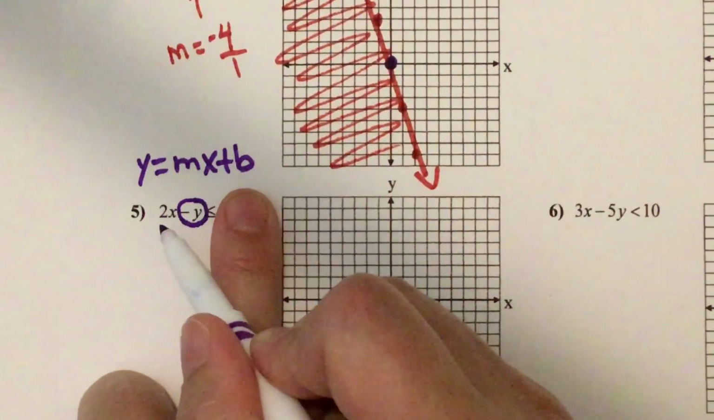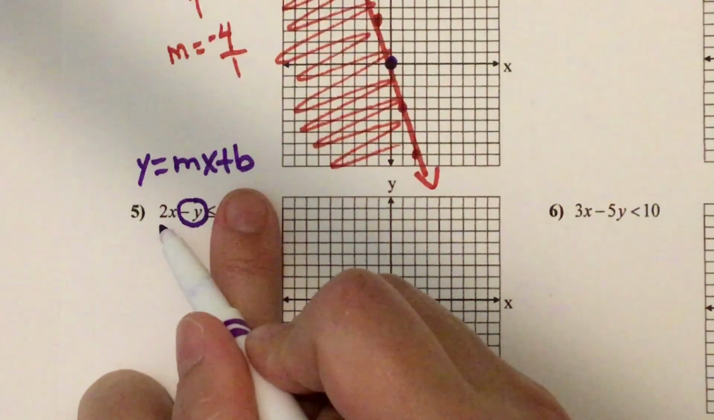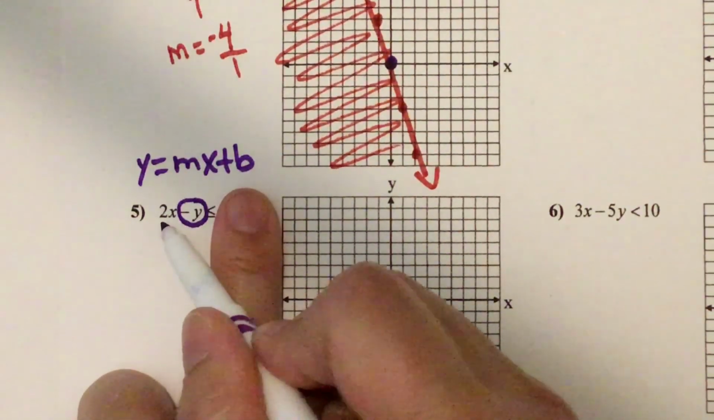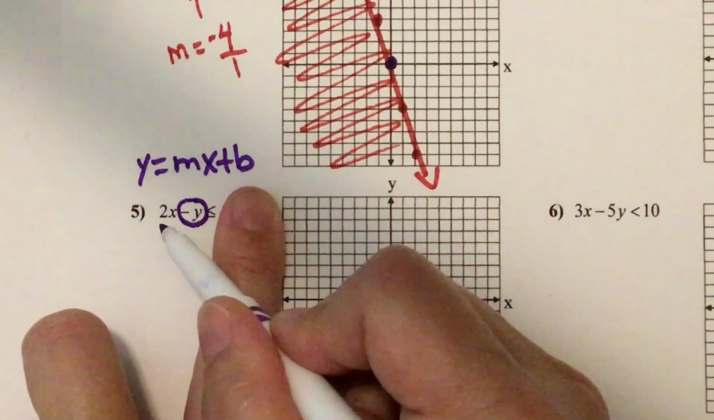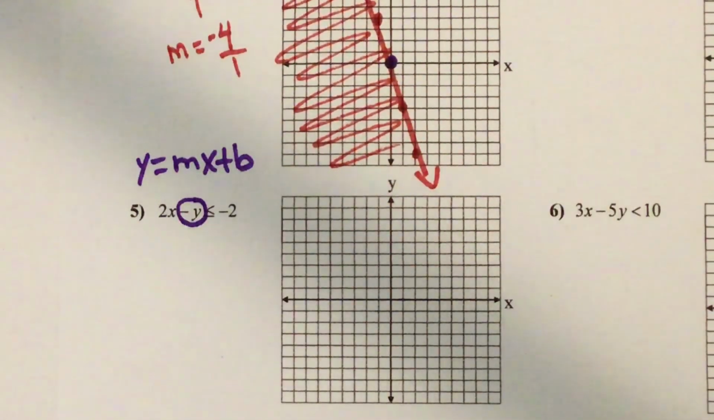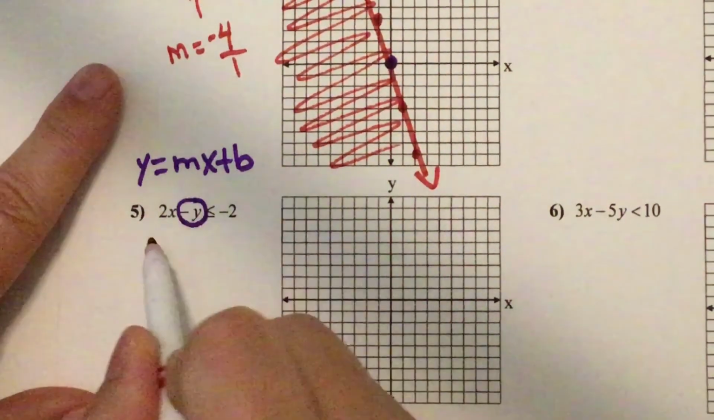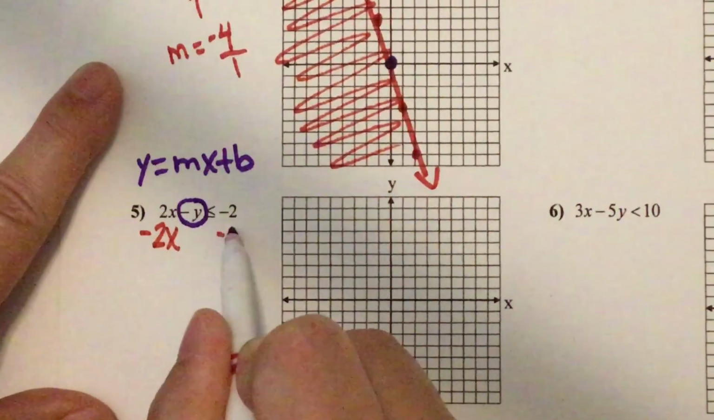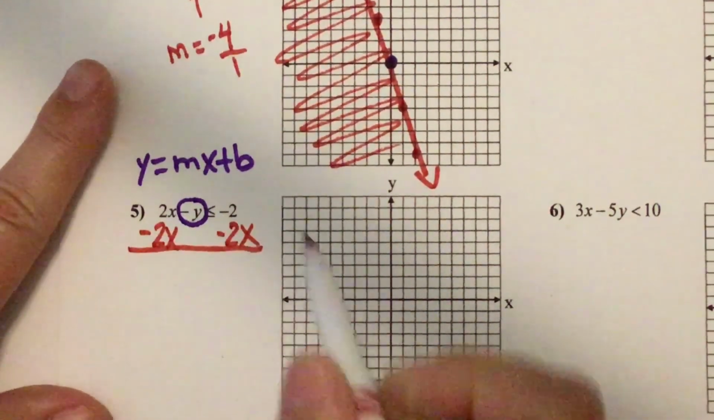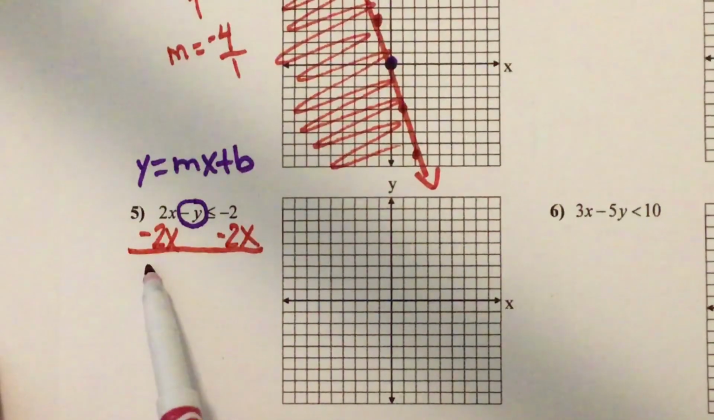Okay, so if something is outside the circle, then we have to add or subtract it to make it go away because we're trying to zero it out. So since this is a positive 2x, we're going to have to subtract it. So we're going to subtract 2x from both sides. That way, 2x minus 2x is 0. Shoop.